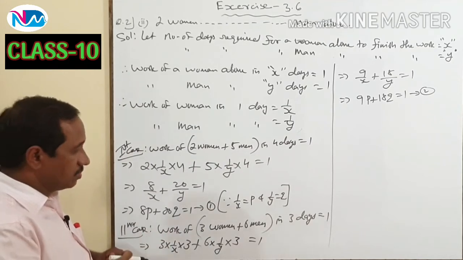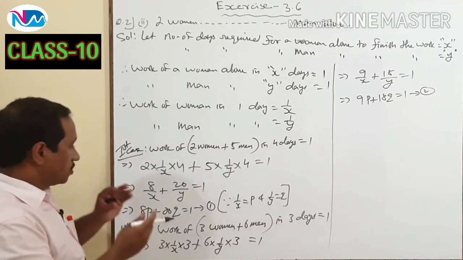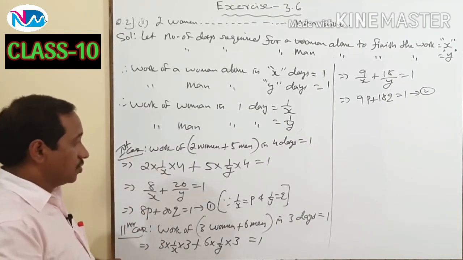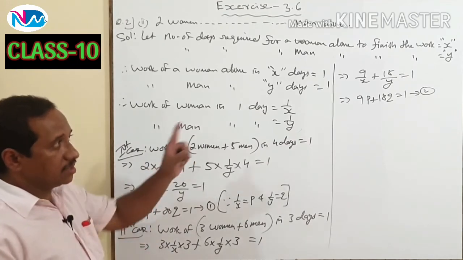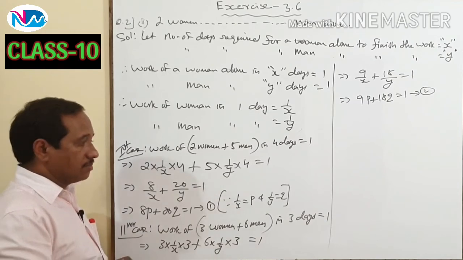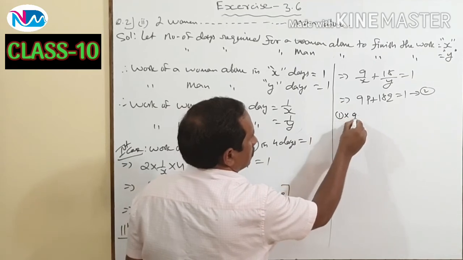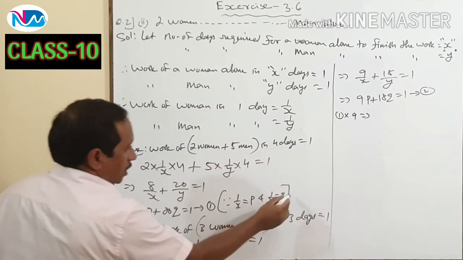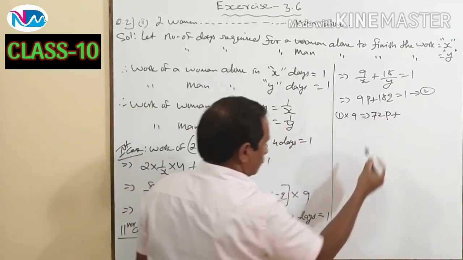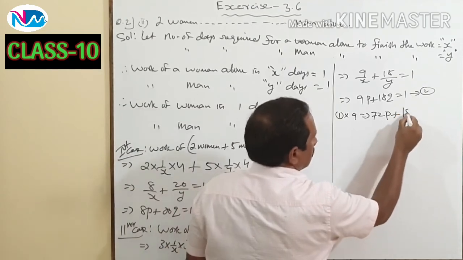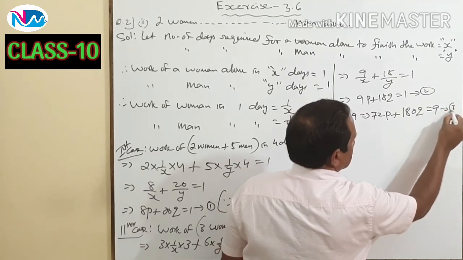Now we have to solve equation number 1 and equation number 2 by means of the elimination method. So either we have to eliminate p or q. For that, if you want to eliminate p, I have to make the coefficients of p in both the equations same. For that, I multiply equation number 1 with 9. Equation number 1 into 9 gives 9 into 8, 72p, plus 9 into 20, 180q, is equal to 9 into 1, 9, which is equation number 3.